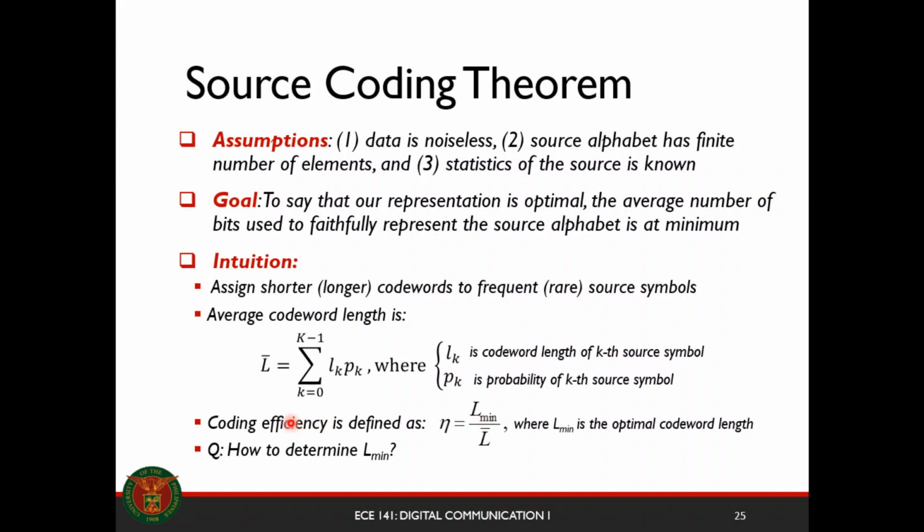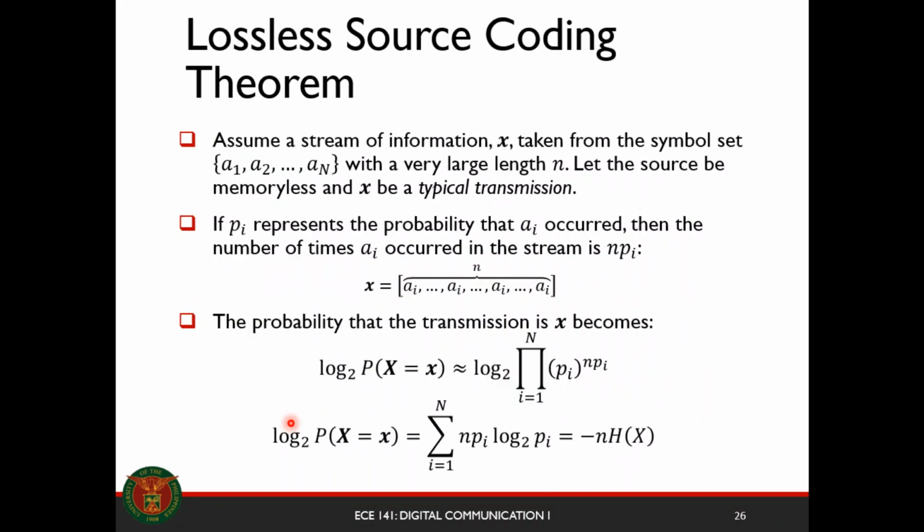So how do we determine the minimum or the optimal code word length? What is the theoretical minimum? So assume a stream of information represented by vector x taken from the symbol set a1 to aN. So this is a finite set with cardinality capital N. Let's say the vector x has a very large length n, and let the source be memoryless. So that would mean that your vector x would be a typical transmission because of the large n. Since it's memoryless, it's a typical transmission.